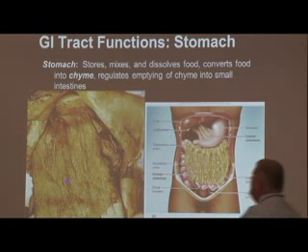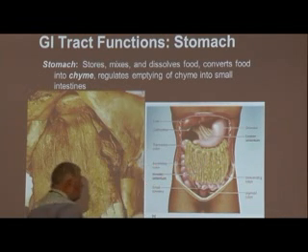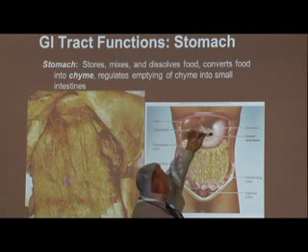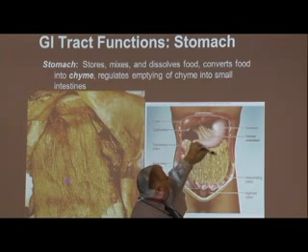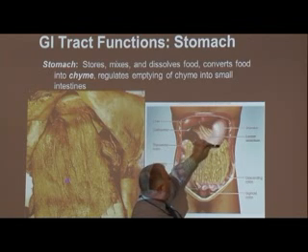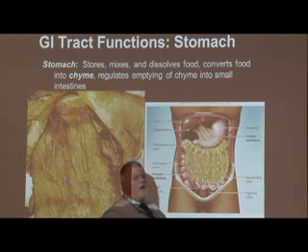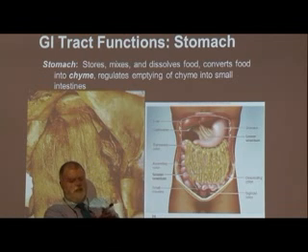So what's pretty amazing is that the stomach, because it's U-shaped, has curves. And so the outer curve is called the greater curvature of the stomach. And then the inner curve is called the lesser curvature of the stomach. And what we have is connective tissue that connects to those curvatures. So connective tissue associated with the stomach is called an omentum.